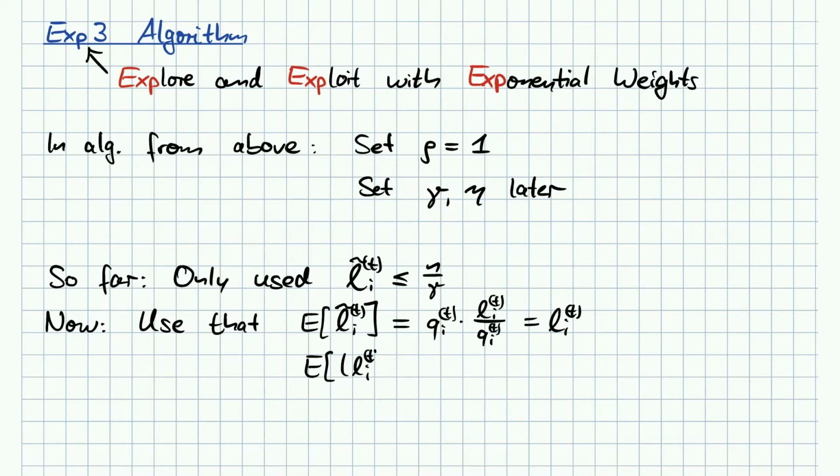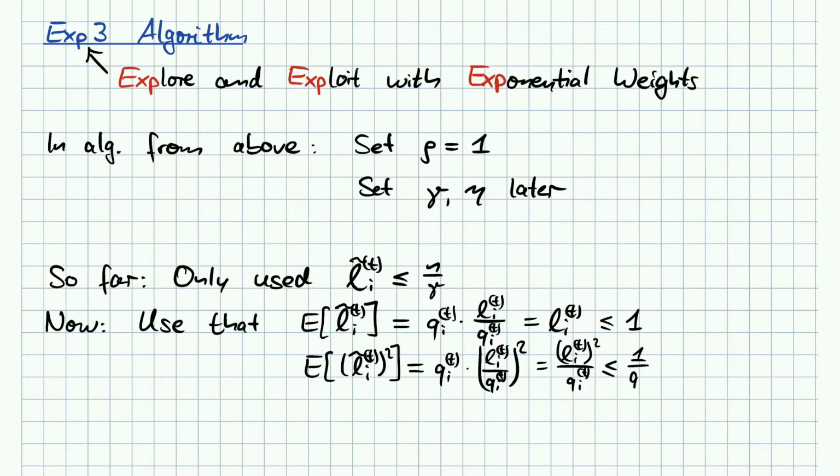And also what we'll use is that the square of lit tilde in expectation is how much? It is qit times lit divided by qit, all this together squared. So this will be lit squared divided by qit. And so what we'll see is that here lit is at most 1, so the expectation of lit tilde is at most 1, and also the expectation of the square is at most 1 over qit. And this gives us much better guarantees than what we would be getting if we were only using this bound here, which we were using so far.